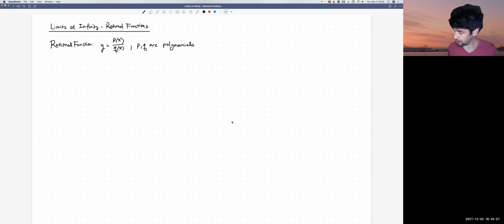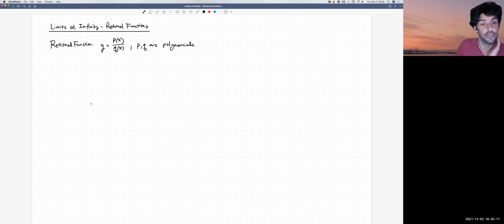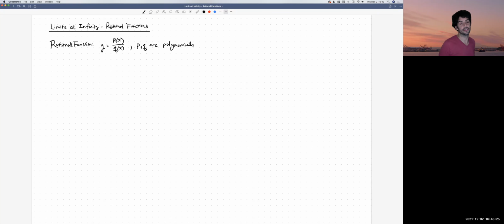We're just going to do a couple of examples and use these to demonstrate a few rules that make finding the limits of rational functions much easier. So let's go ahead and jump in. Let's look at our first example, and I'm going to give these a category based on the degree relationship between the numerator and the denominator.